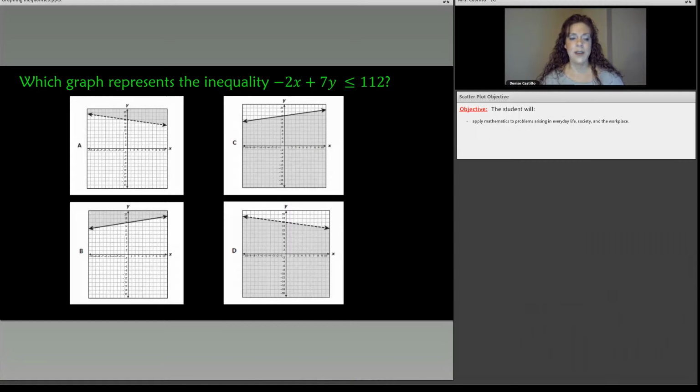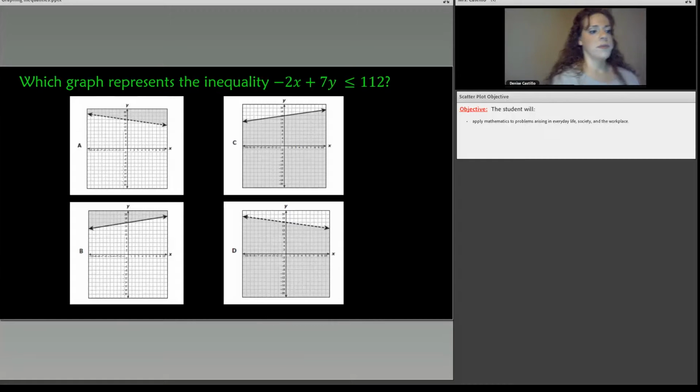All right, so let's look at our first problem. It says, which graph represents the inequality negative 2x plus 7y is less than or equal to 112? Well, let's review over inequality symbols.